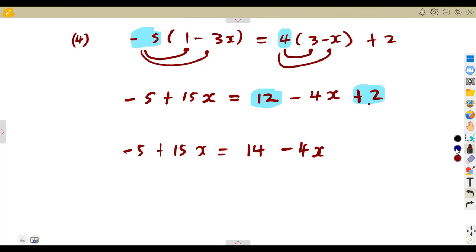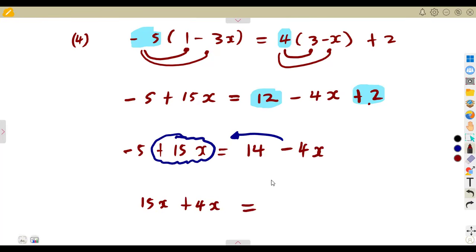Now we can collect the terms of x to one side of the equation. Here I'm having a positive 15x. Transpose the negative 4x to the other side of the equation. The moment it crosses the equal sign, it changes to a positive 4x. This is equal to, already on the right-hand side, 14. So I'm going to transpose the -5 to the other side of the equation. It was a negative. The moment it crosses the equal sign, it becomes a positive 5.